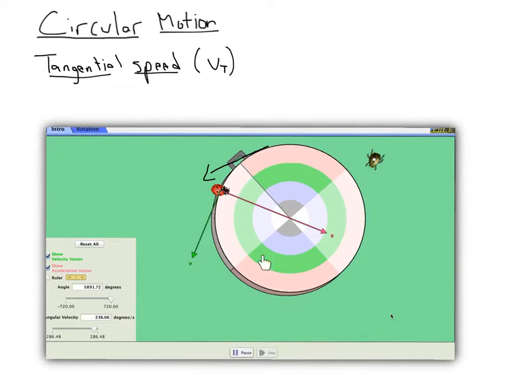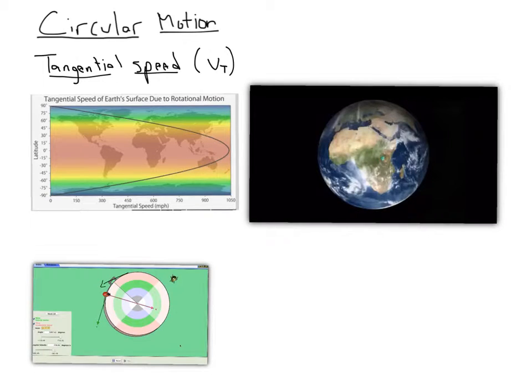This goes around once in a second. So if she's here, she goes around once in a second. And if she's here, she goes around once in a second. However, if she's here, she has to cover a much greater distance than if she were here. So therefore, her velocity must be much greater. Her tangential velocity must be much greater. So this has an interesting implication.